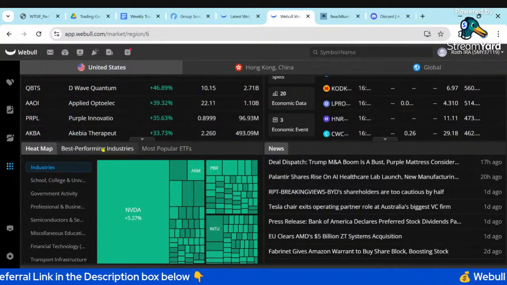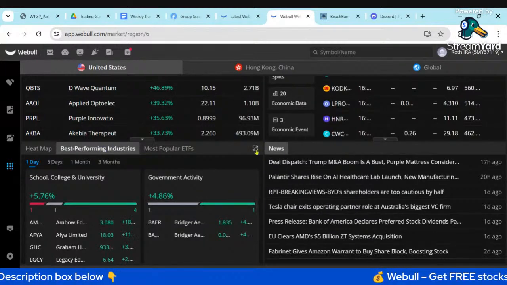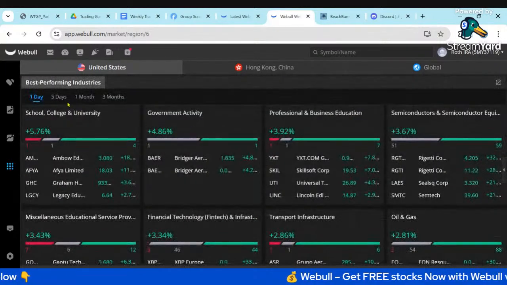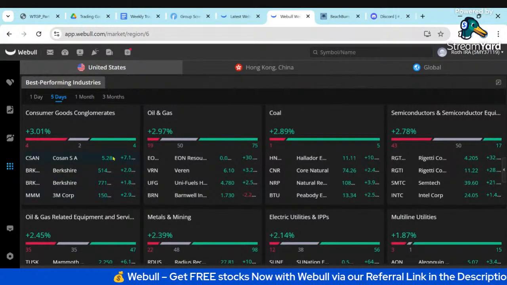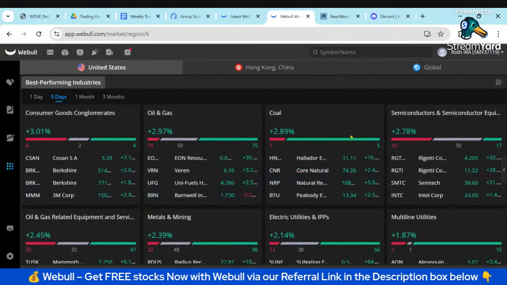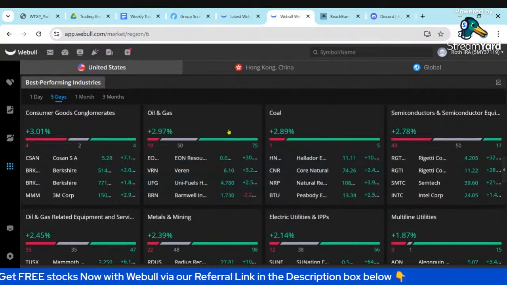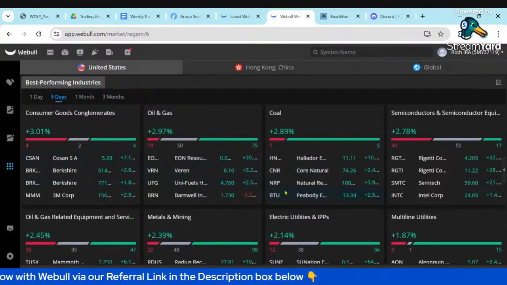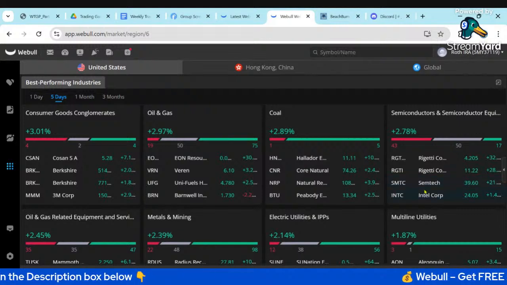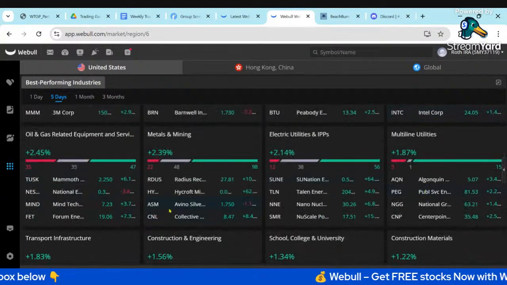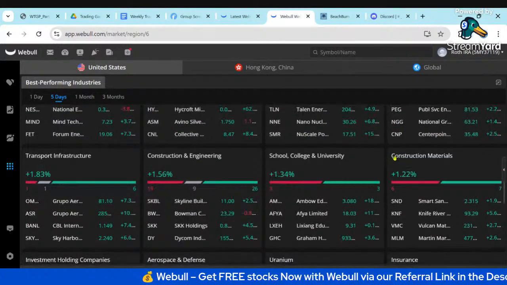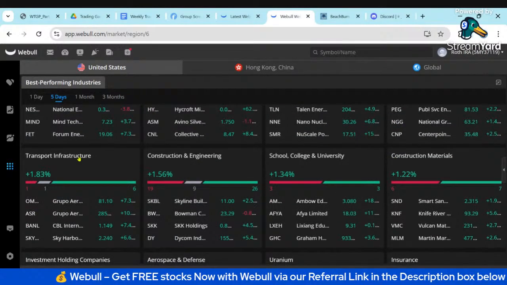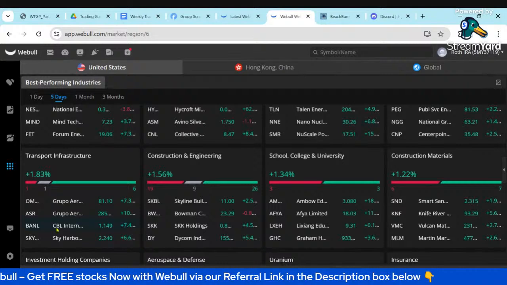We look at the best performing industries for the week. Consumer goods, so defensive. Oil, energy, again defensive, perceived as recession-proof. Semiconductors, mostly negative. Again, oil, metals, so basic materials, utilities, again very defensive. People expecting a recession, moving into recession-proof sectors.